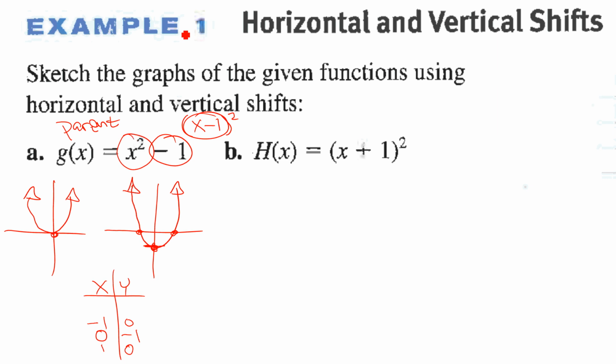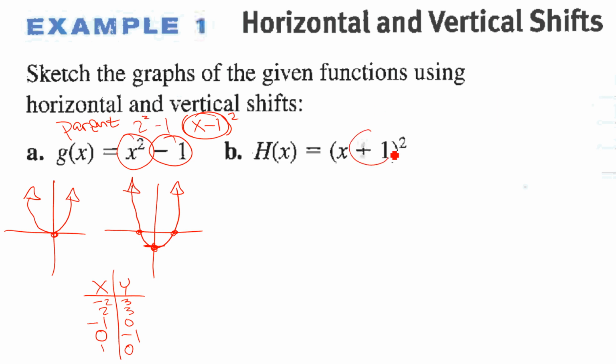And then 2. 2 should be at 4. It's shifted down 1, so it's going to be at, I can't fit it in there. 2 is going to be at 3, and -2 is also going to be at 3. If we're not sure, we can plug it in. 2 squared is 4, minus 1 is 3.